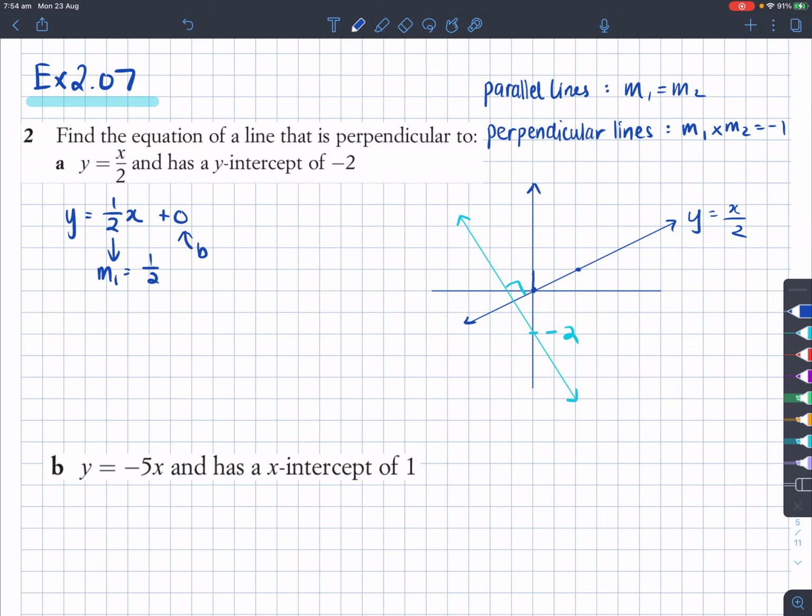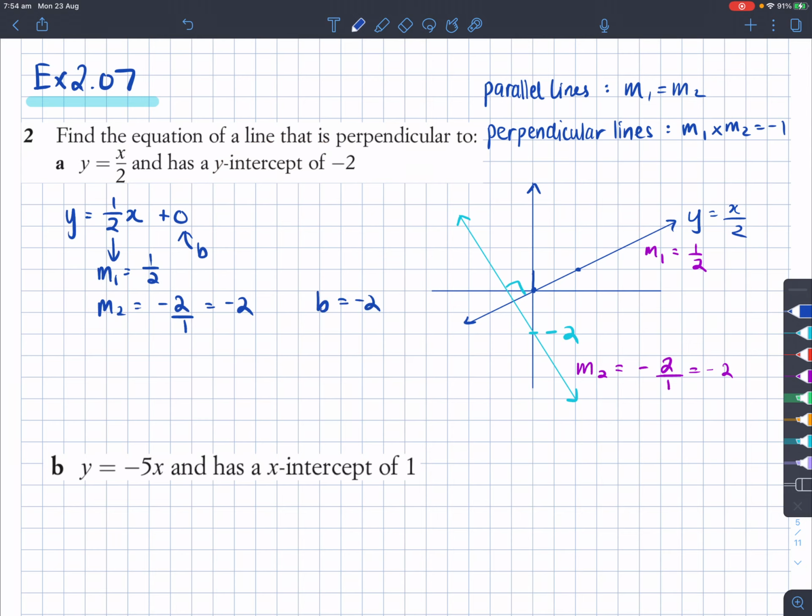So how do we actually find this equation? We need to find the gradient that is perpendicular to this. The line y equals x over 2 has a gradient of half. So what would the gradient of the line perpendicular to it be? It would be the negative reciprocal of this, which is negative 2 over 1, which is -2. I'm going to write that here. So m2 is the negative reciprocal, which is -2 over 1. That's -2.